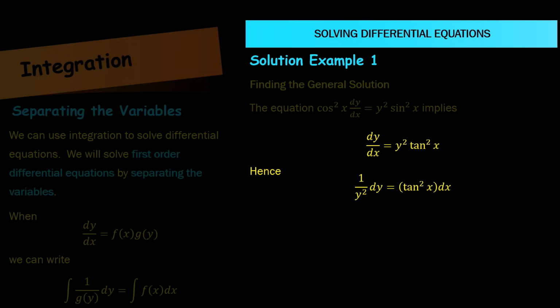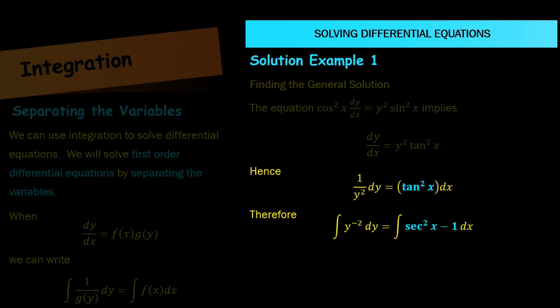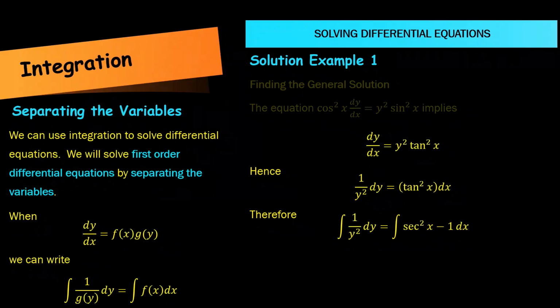And then we can rearrange this so that all the y's are on one side and all the x's are on the other. We're going to do this by multiplying, in inverted commas, through by dx and dividing through by y squared. And then we integrate. A more integrable form of tan squared x is sec squared x minus 1. This can also be linked back to our theory.